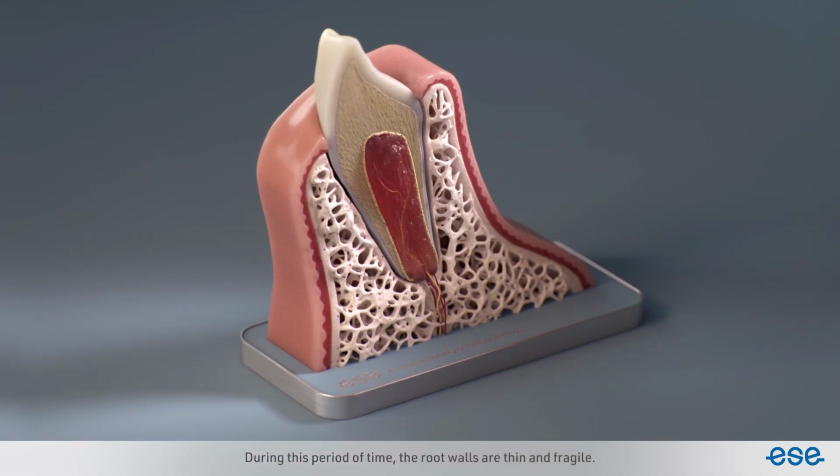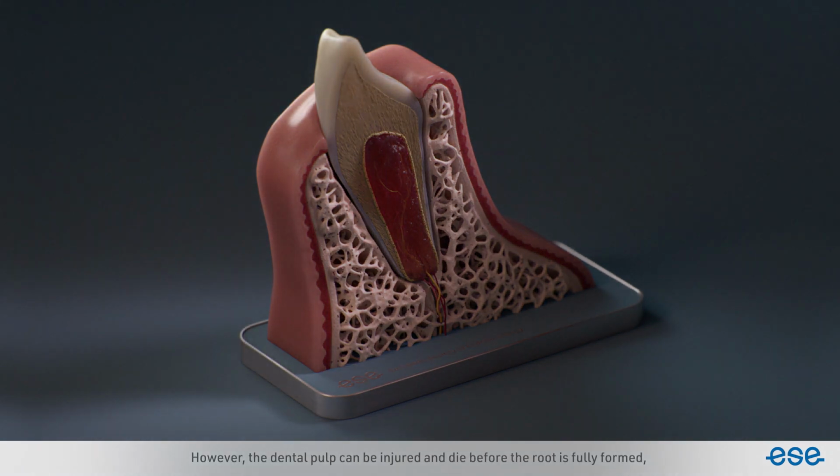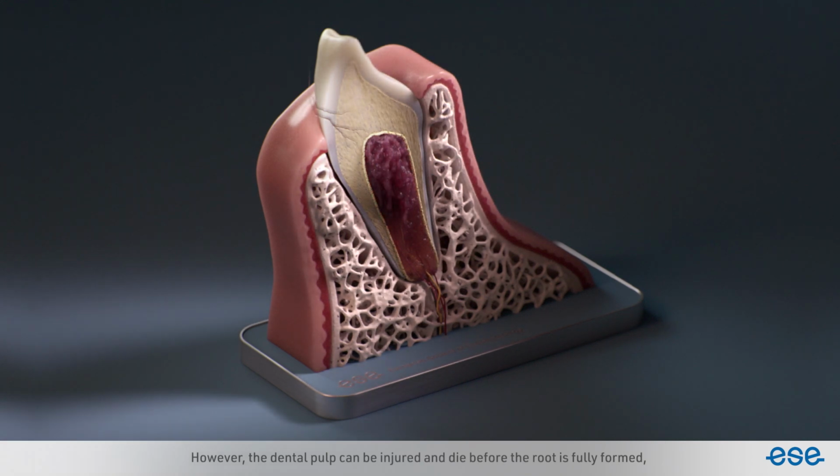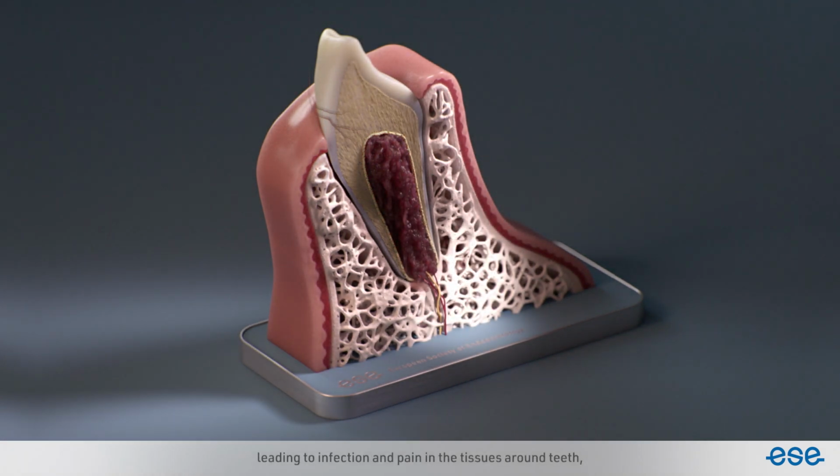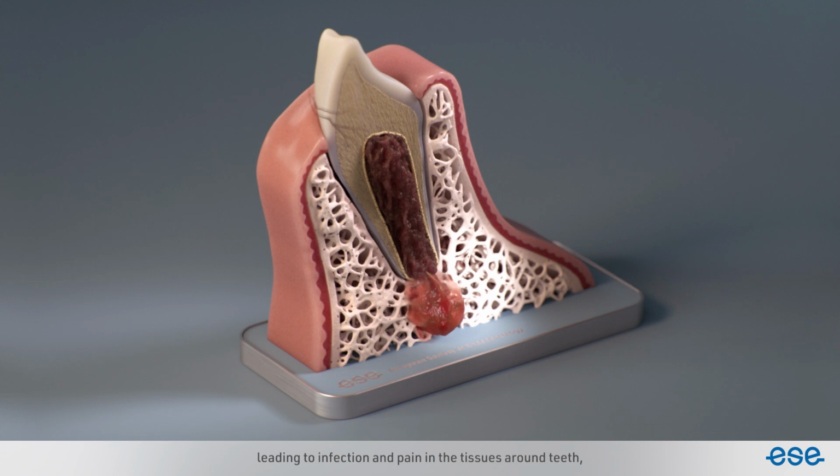During this period of time, the root walls are thin and fragile. A functional dental pulp is essential for normal root development. However, the dental pulp can be injured and die before the root is fully formed, leading to infection and pain in the tissues around the teeth, particularly the jawbone.